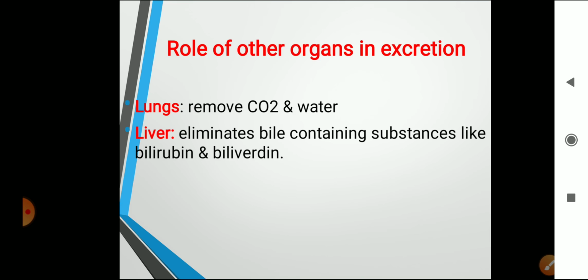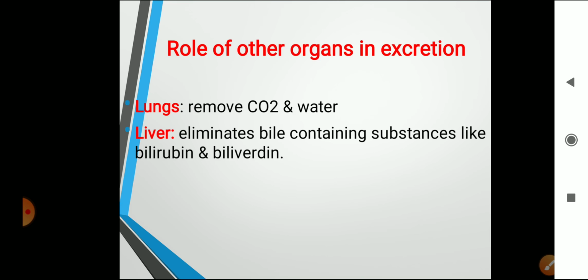Now, in addition to kidneys, certain other organs also help in the process of excretion, that means they help in eliminating waste materials. First one, lungs. Lungs remove carbon dioxide, which is a metabolic waste. Okay, it's not a nitrogenous waste, but it's a metabolic waste. So lungs remove carbon dioxide and a little bit of water.